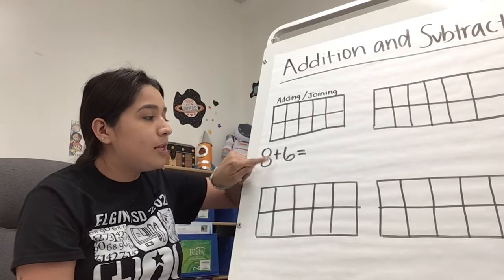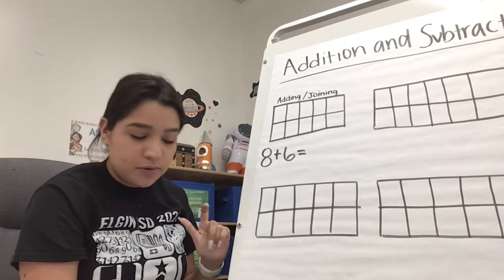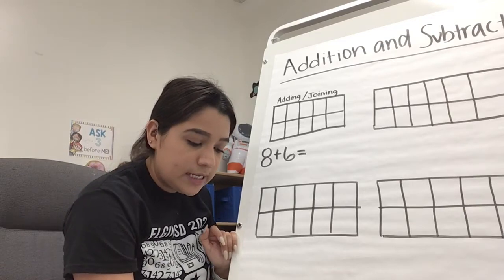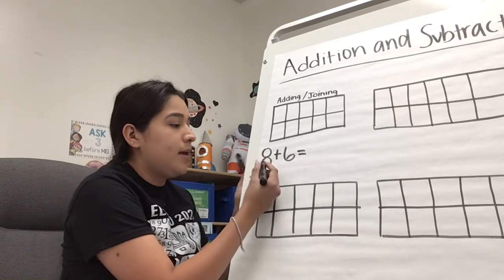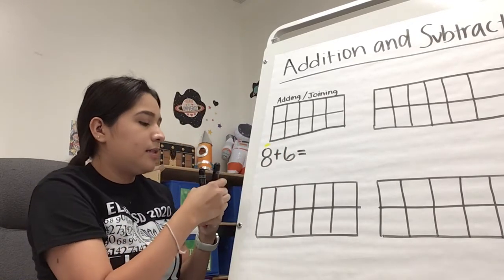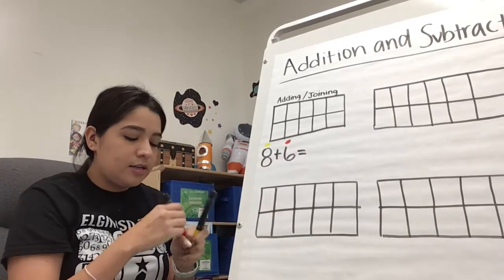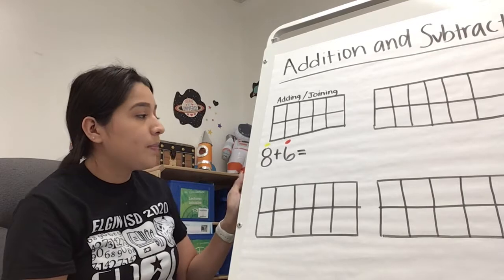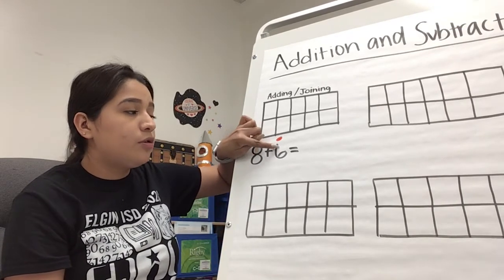So it says 8 plus 6. And we're gonna pick 2 colors for our circles, or what y'all will use in school are called counters. So we're going to go ahead and pick yellow for the number 8 and red for the number 6. So we have yellow circles for 8 and red circles for 6.